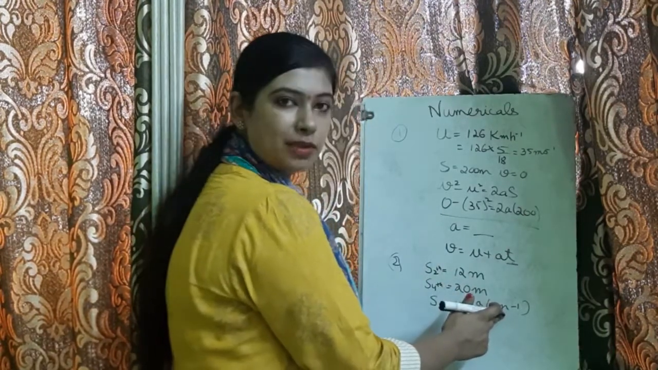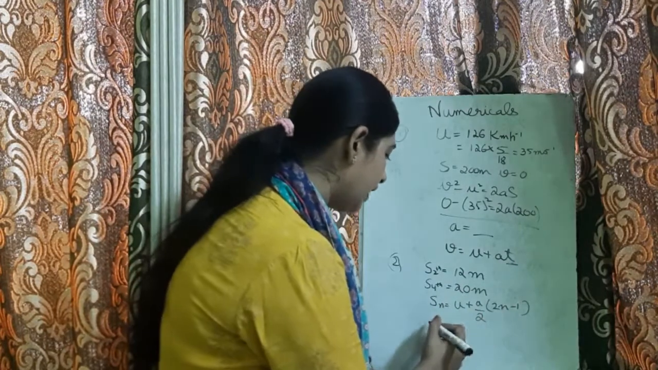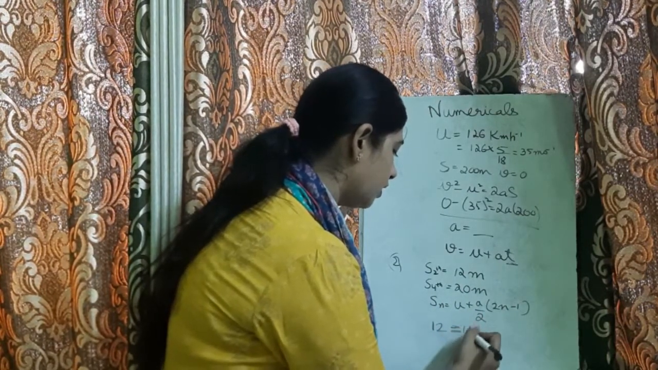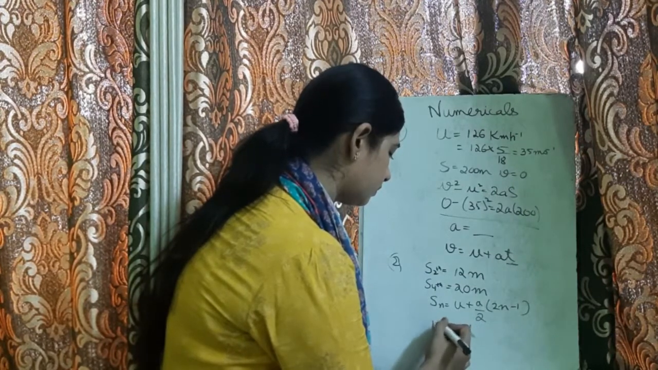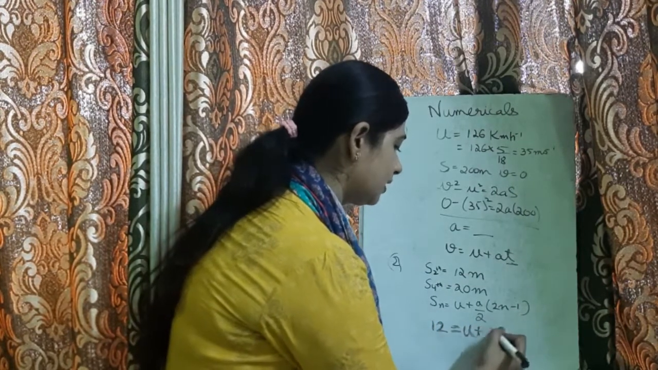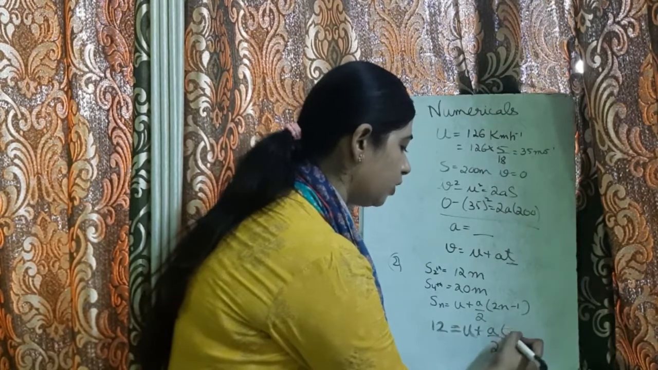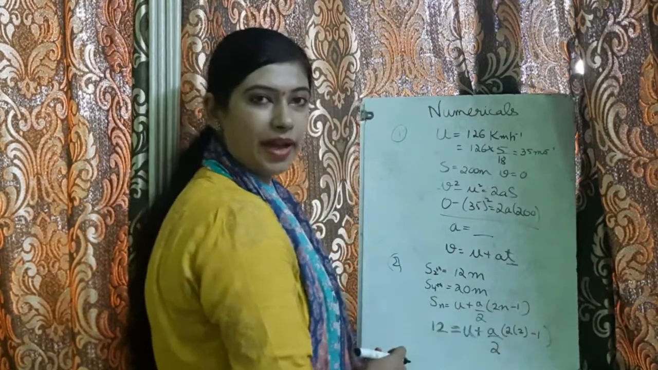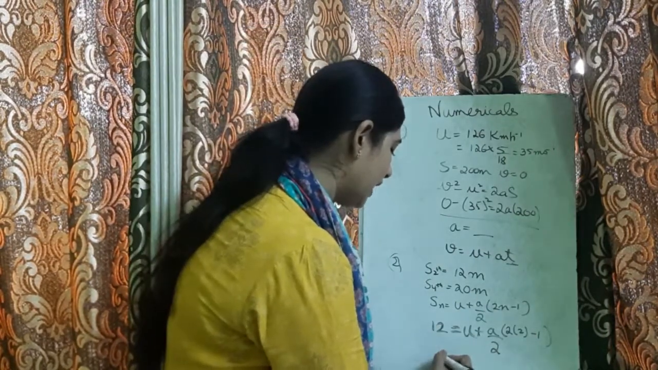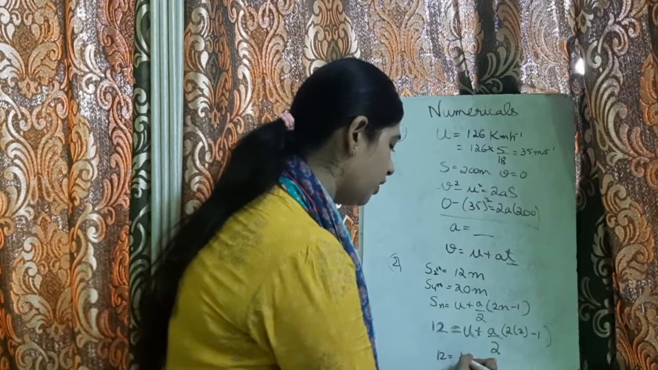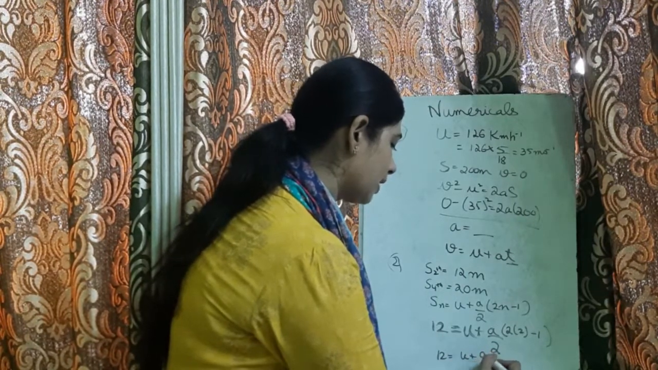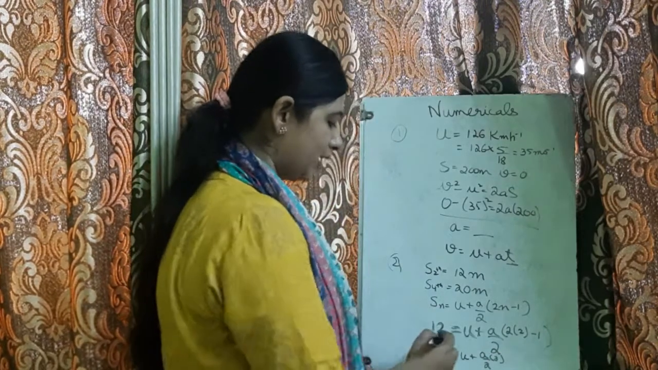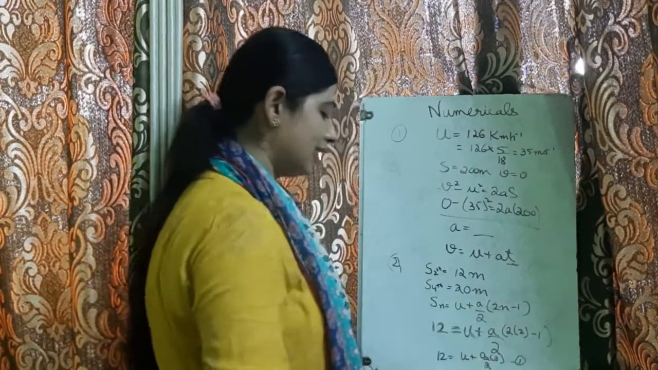Now first, what is given is S2th is equal to 12. Here what value of n do we substitute? 2. We will get 12 is equal to u plus a by 2 into 2 into 2 minus 1, 2 into 2 minus 1 is 3. We will get 12 is equal to u plus a by 2 into 3. We will mark this as equation 1.